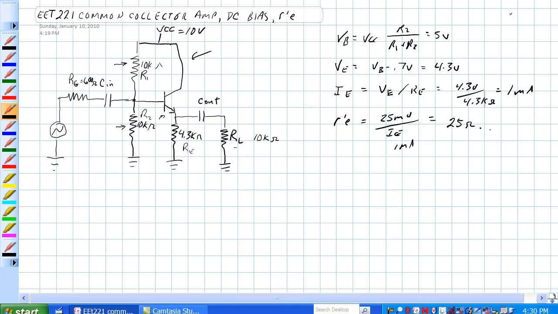The next thing we're going to look at in this circuit is the AC. We're going to look at ZIN of the stage and ZIN of the base.